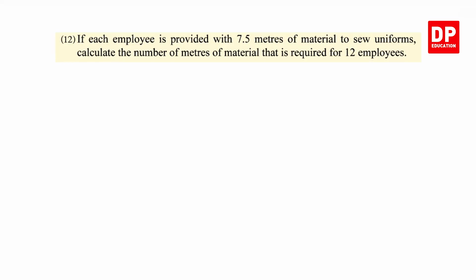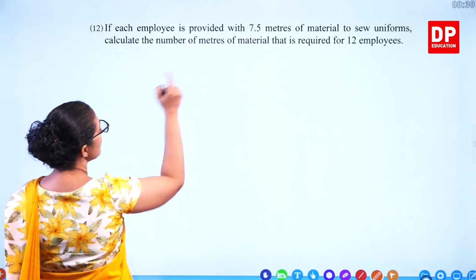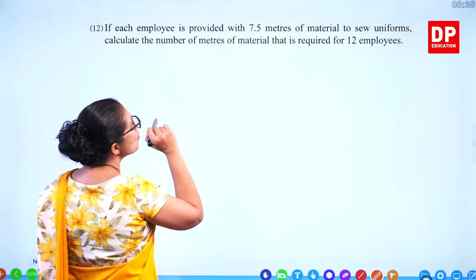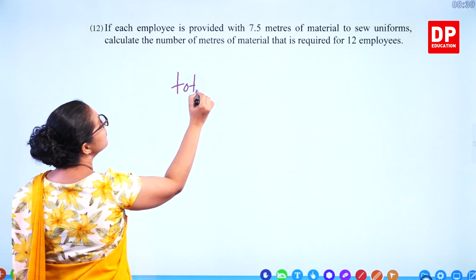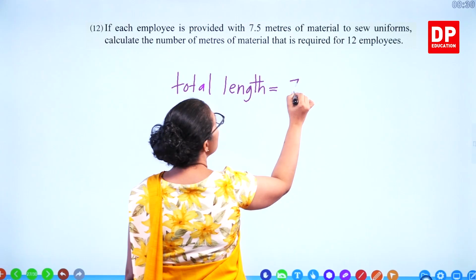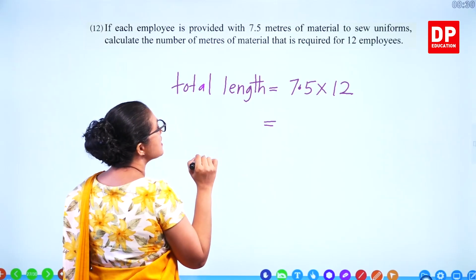If each employee is provided with 7.5 meters of material to sew uniforms, calculate the number of meters of material that is required for 12 employees. So for one person, 7.5. So we need to find out for 12 persons. So you multiply by 12. So you can write total length is equal to 7.5 multiplied by 12. So this is in meters.